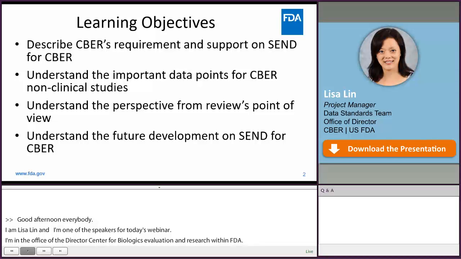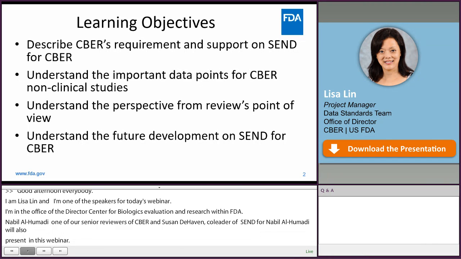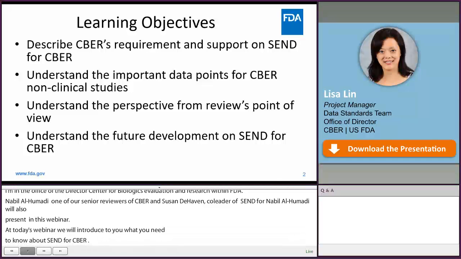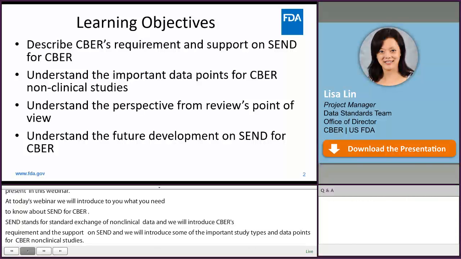In today's webinar, we will introduce what you need to know about SEND for CBER. SEND stands for Standard for Exchange of Nonclinical Data. We will introduce CBER's requirement and support for SEND, some of the important study types and data points for CBER nonclinical studies, get to know the perspective from reviewers' point of view, and further understand the future development of SEND for CBER.